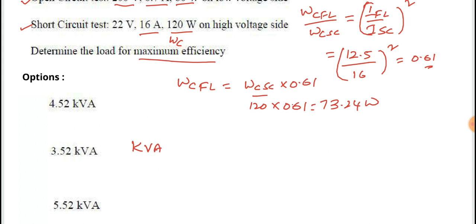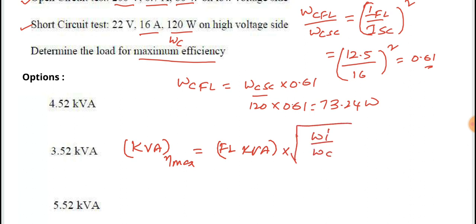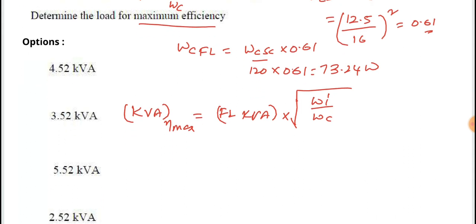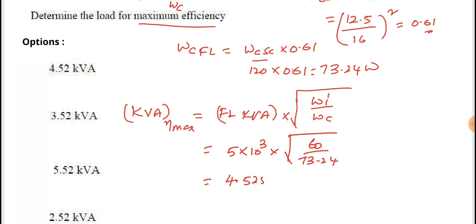So the load kVA at maximum efficiency is equal to the full load kVA into the square root of iron losses by copper losses, which is equal to 5 into 10 power 3 into the square root of iron losses, which is 60, divided by 73.24. If you solve this, you get 4.525 kVA. So the answer will be A here. Okay, so the answer is A.